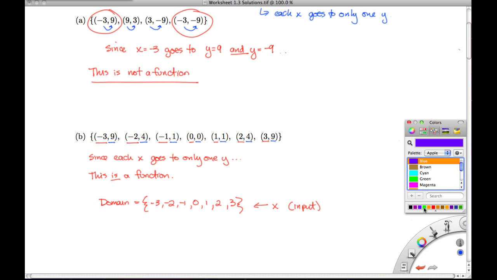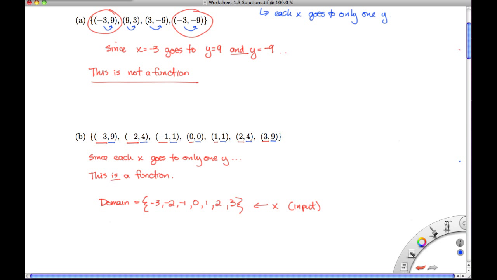For the range, we're going to turn our attention to the output of the function, or the y values, and those are the ones that we underlined in blue. So for the range, we're going to look at the set that includes +9, +4, +1, 0, +1, +4, and +9. So this is going to be all of our y values, and this is the output of our function. So that takes care of number one.